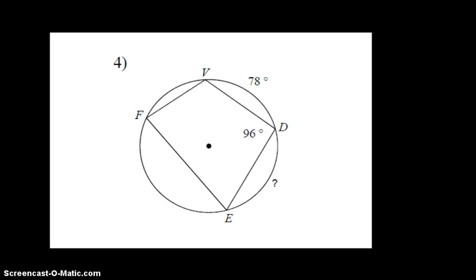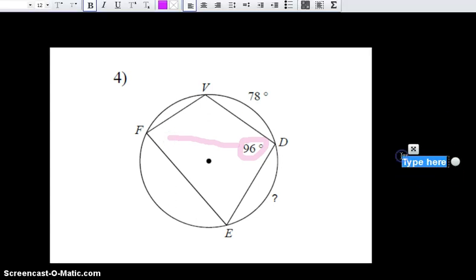Next, we have a quadrilateral inscribed in a circle. And we have a rule about that. Remember, we have a special property that says that a quadrilateral can only be inscribed in a circle if opposite angles, meaning the ones across from each other diagonally, like D and F or E and V, have to be supplementary. So what that tells me is if this is 96, then the angle diagonally across from it, or opposite it, has to be supplementary to that. So it has to be 180 minus 96, which is 84. So this angle is 84 degrees.